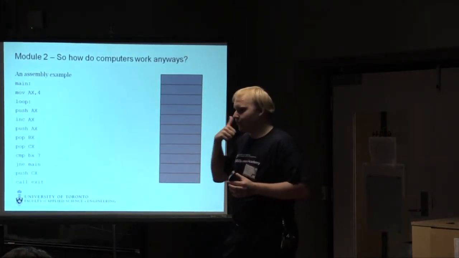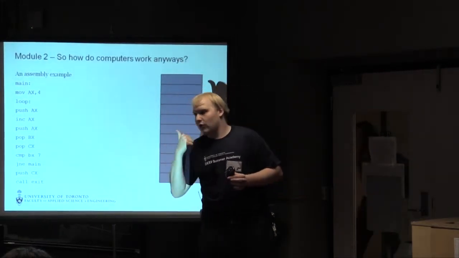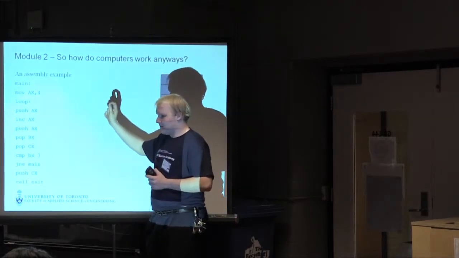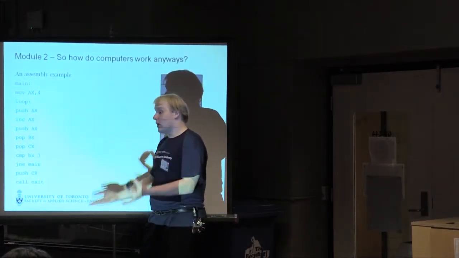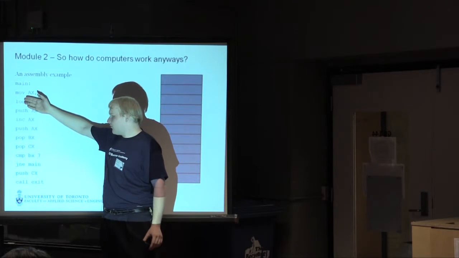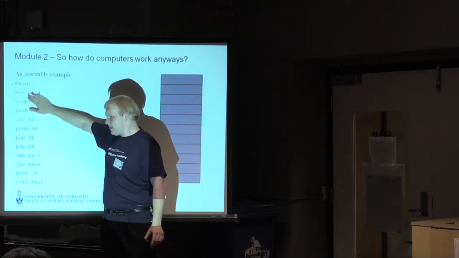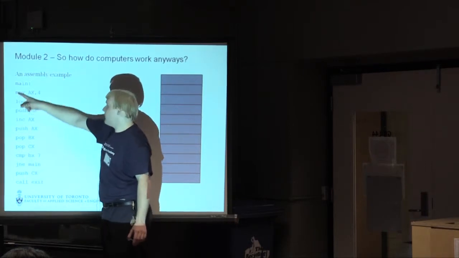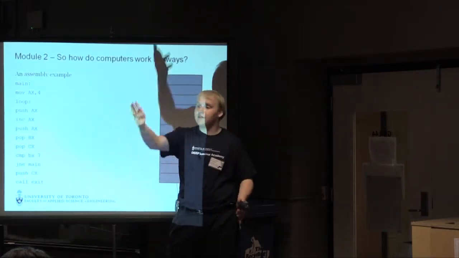So JNE stands for jump not equal. So if the last comparison we did, because it sets that flag bit, is a 0 for not equal, then we're going to jump up to loop. I made a typo, it should be loop. If we jump up to main, this is never going to terminate because it's always going to set AX to 4.